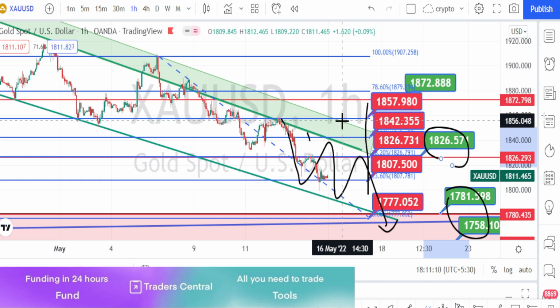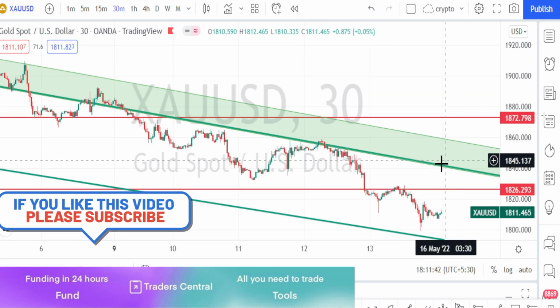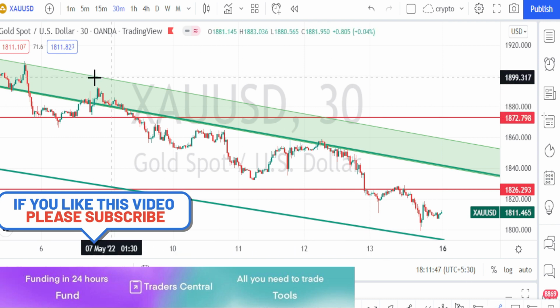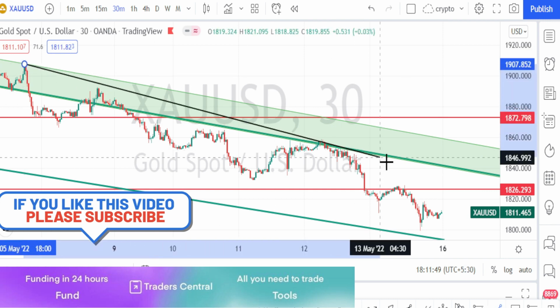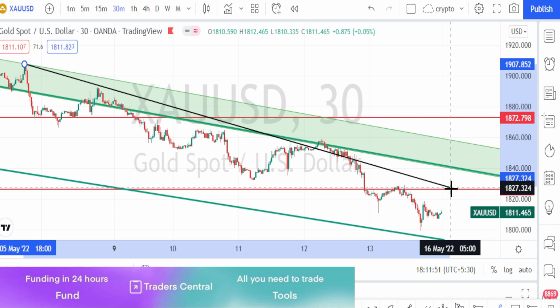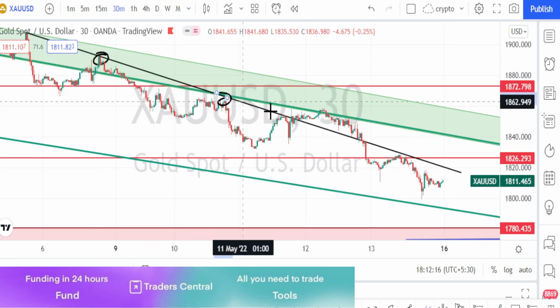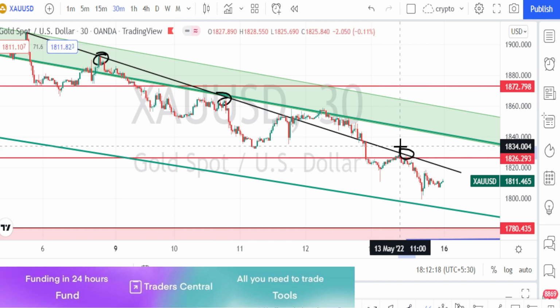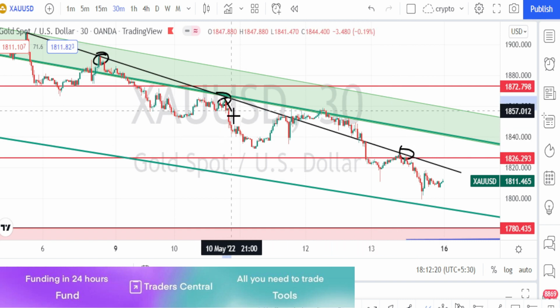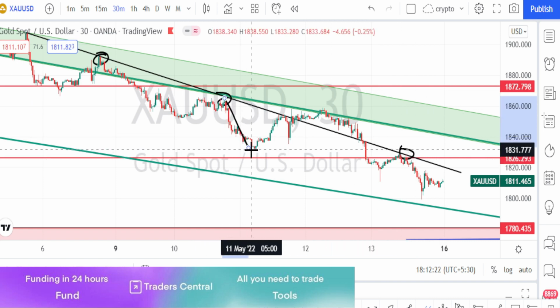Let us do the analysis in the 30 minutes time frame. I am in the 30 minutes time frame now. When we look at the price action in the 30 minutes time frame, I am drawing one more trend line or resistance line for 30 minutes. The price action has respected this trend line or resistance line, and every time it touches this resistance line, it has gone on a bearish trend reversal.